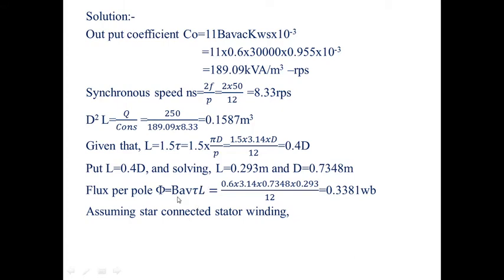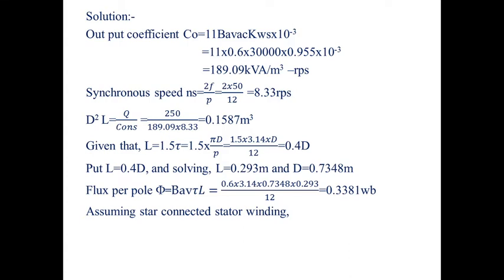Now flux per pole phi is given by BAV into tau into L, where BAV is 0.6 and tau is pi d by p into L, that is length is 0.293. Correct. So substituting and simplifying, you will be getting 0.3381 Weber as a flux per pole.